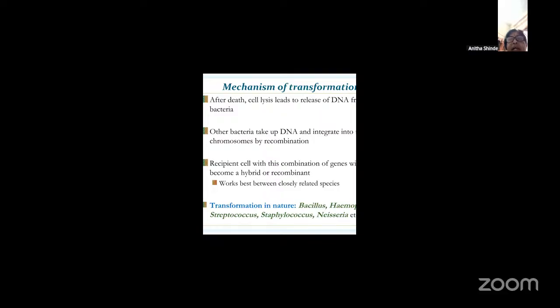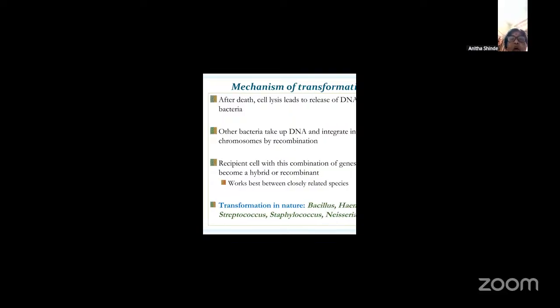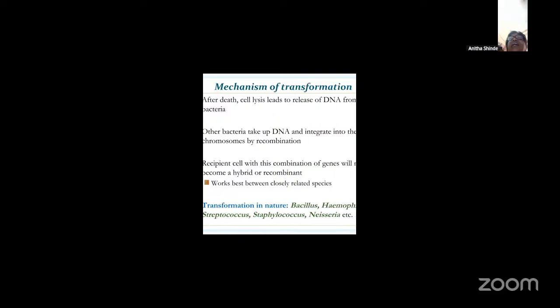Actually, this is by natural phenomena, but by artificial phenomena only E. coli. By natural phenomena, the mechanism of transformation can be seen in Bacillus, Haemophilus, Streptococcus, Staphylococcus, as well as Neisseria. Are you understanding? What is transformation? Transformation is the transfer of naked DNA from the donor into the recipient cell.